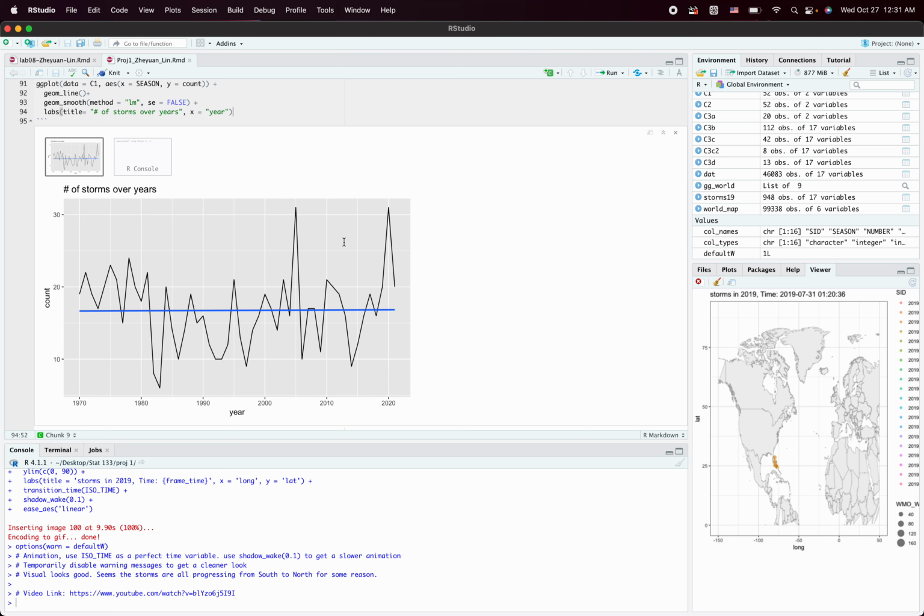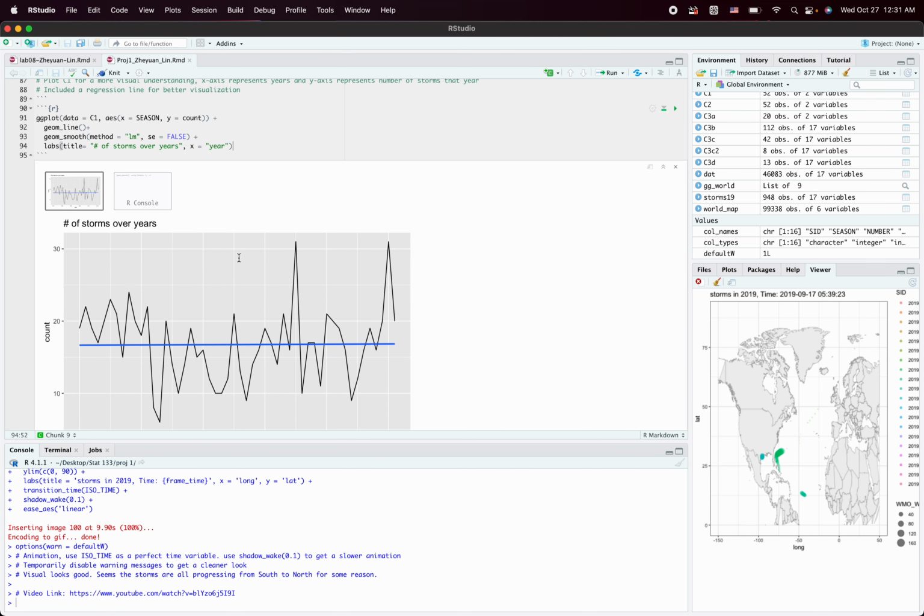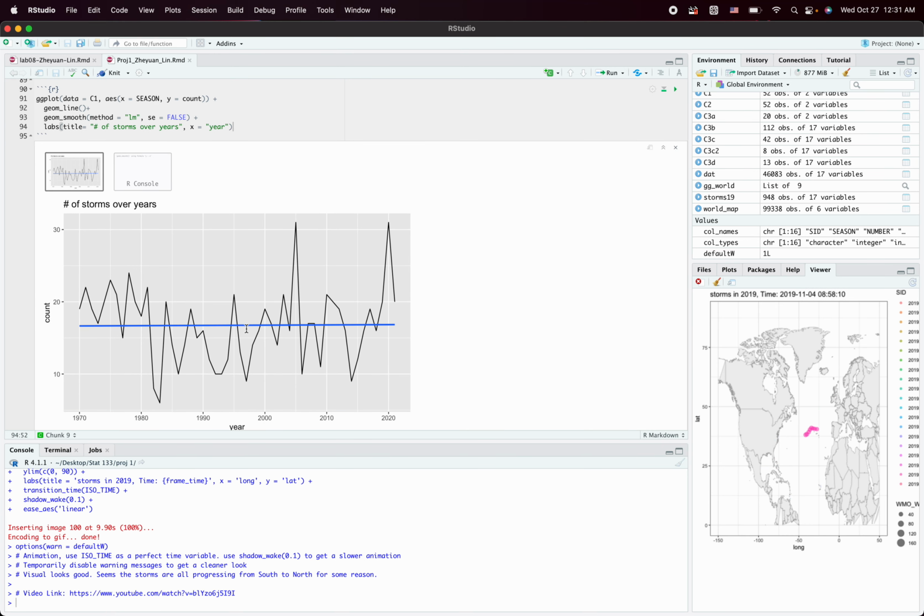That's why I need a graph, and I plotted a line graph using ggplot, and then I also included a regression line to try to make the plot a little bit clearer. But I think the regression line is basically just a horizontal line, so not much information can be gotten from it. But from those spikes in the data, I think it's reasonable to say the number of storms increases maybe a little bit by the year.